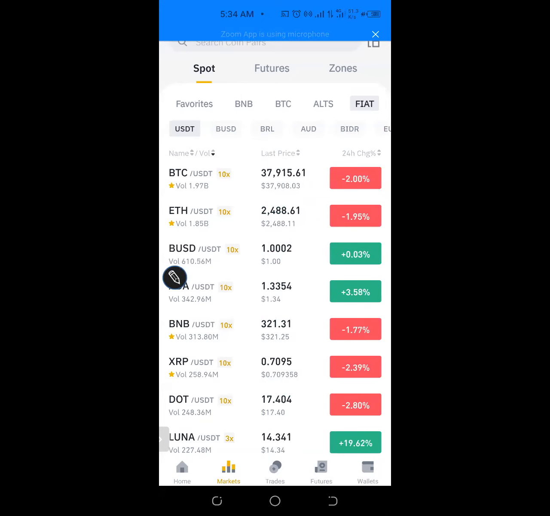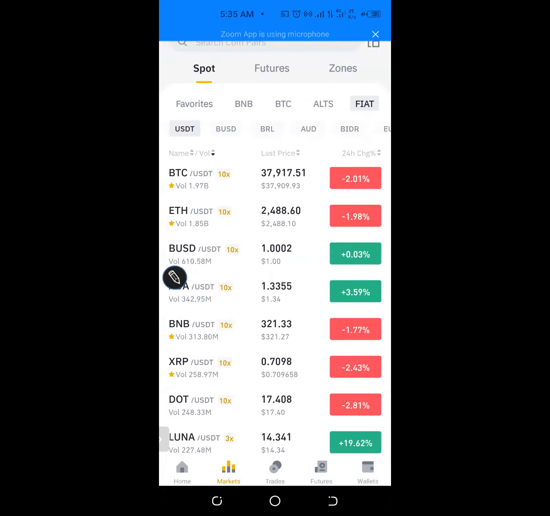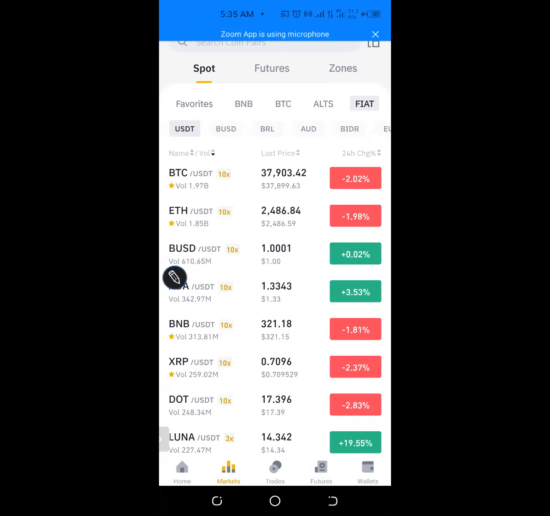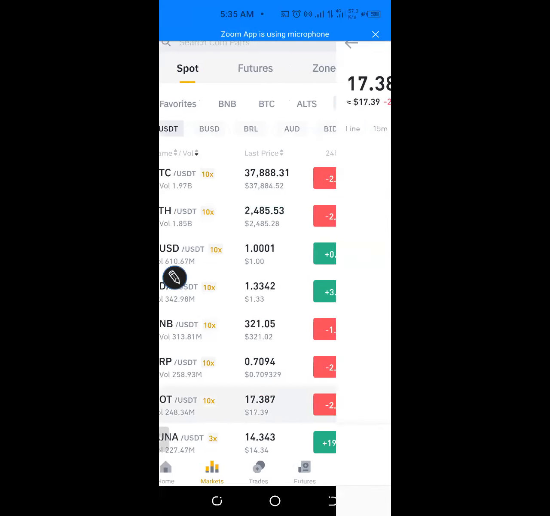So I can tell you, go and buy DOT. You know that this is DOT. You click on DOT. The first thing you need to make sure of is which balance you have. If your balance is USDT, then you can use USDT to buy DOT. I first of all said that you should make sure your balance is always USDT, so that when you come to spot market, you go on fiat, and you are going to see all the crypto paired with USDT. That's what I said.